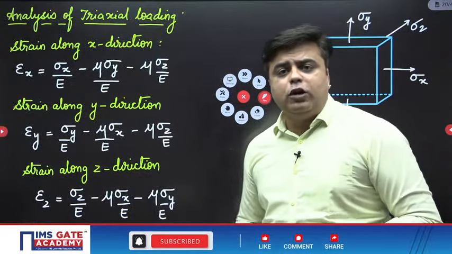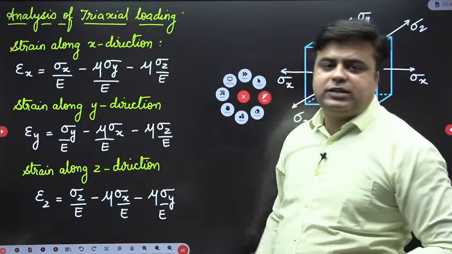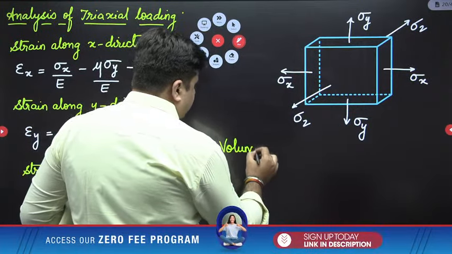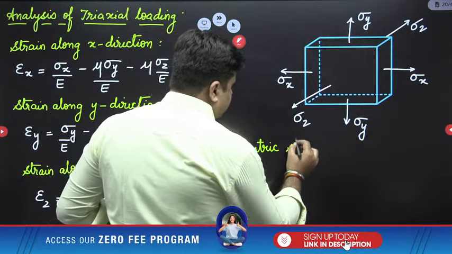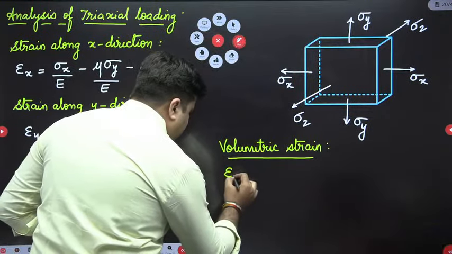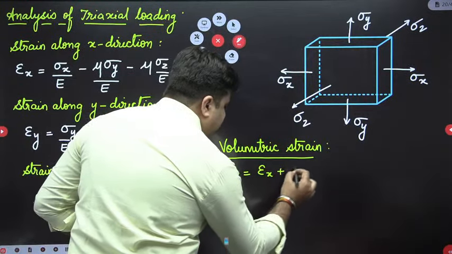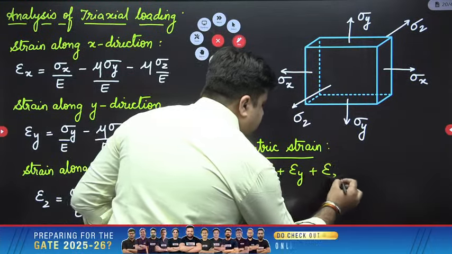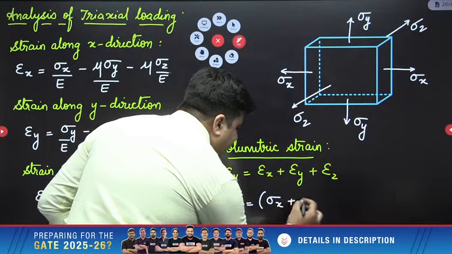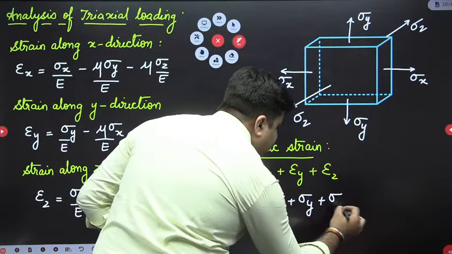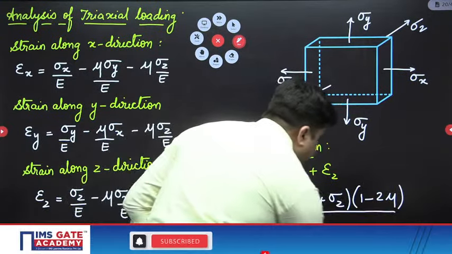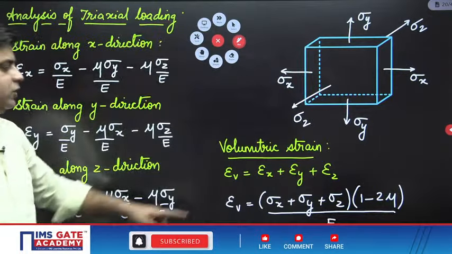If you have to find out the volumetric strain, just take the sum of all these strains. So volumetric strain is nothing but epsilon X plus epsilon Y plus epsilon Z. Just add all of them and you will get volumetric strain is equal to sigma X plus sigma Y plus sigma Z, into 1 minus 2 mu, divided by E. This is your volumetric strain.